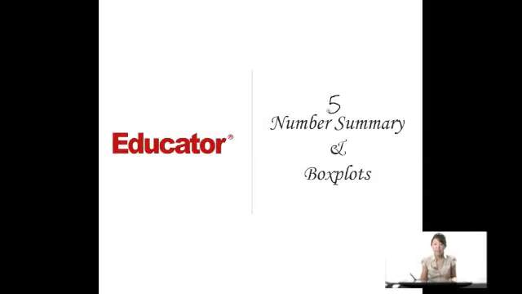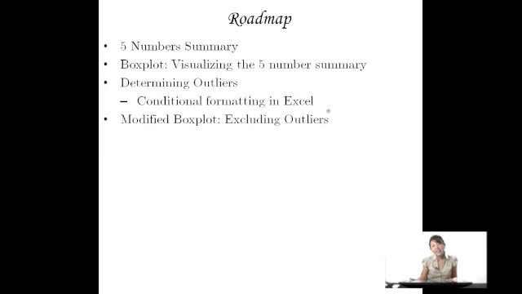Today we're going to talk about the 5-number summary and boxplots. Now that you know a little bit about variability, we can talk about the 5-number summary. The boxplot is a way of visualizing that 5-number summary really quickly. Then we're going to talk about how to determine outliers, using conditional formatting in Excel. And finally, we're going to talk about modified boxplots, which are boxplots where we exclude the outliers already.